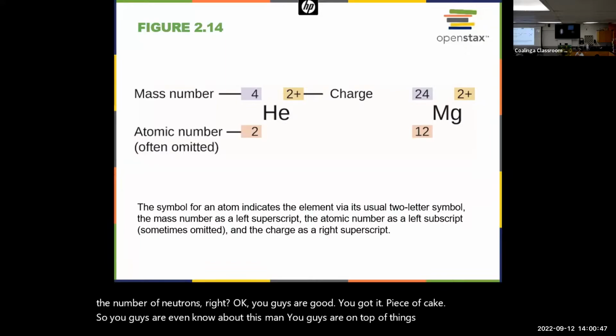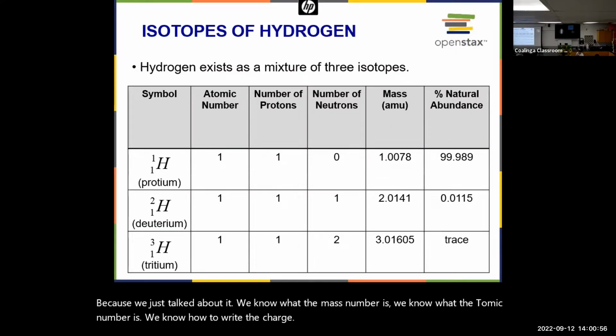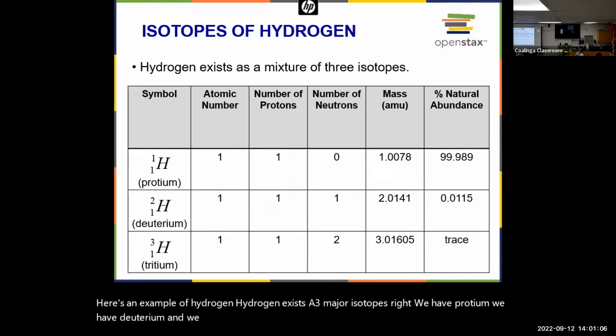Right? Because we just talked about it. We know what the mass number is. We know what the atomic number is. We know how to write the charge. So here's an example of hydrogen. Hydrogen exists of three major isotopes, right? We have protium, we have deuterium, and we have tritium.